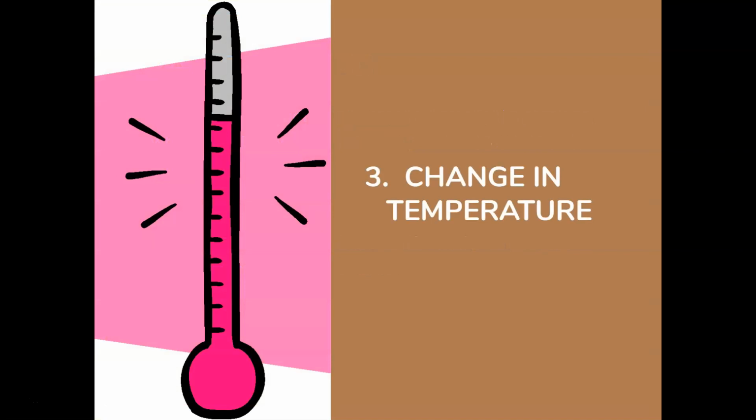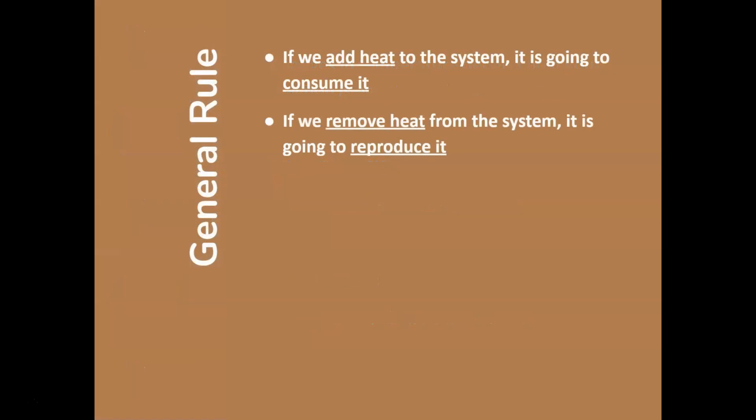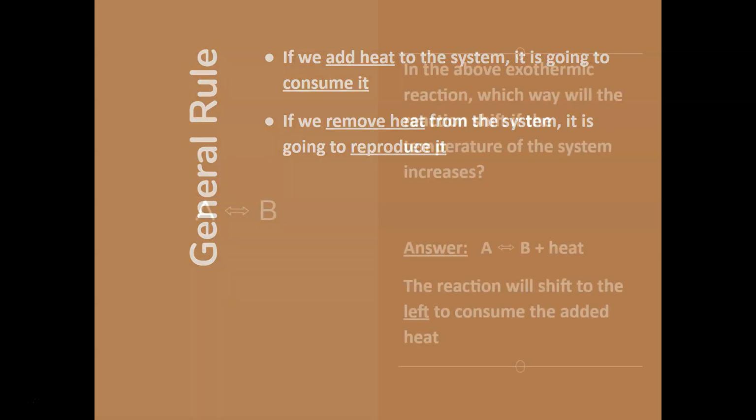The third thing that we can do to disrupt equilibrium is change in temperature of the reaction. Now, this is dependent on whether the reaction is exothermic or endothermic. So if the reaction is endothermic, you will see the heat is on the reactant side. If it's exothermic, you'll see the heat is on the product side. So if we add heat, it's going to consume that heat. If we remove heat, it's going to work to bring it back. So this rule kind of works exactly like the first one that we talked about with changing concentration.